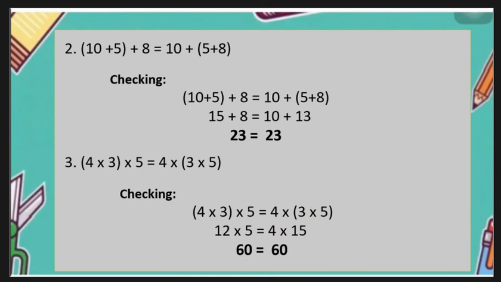Checking. So, we have 4 times 3 is 12 times 5, and we have 4 times 3 times 5 is 15. Therefore, 12 times 5 is 60, and 4 times 15 is still 60. Last one we have of multiplication.